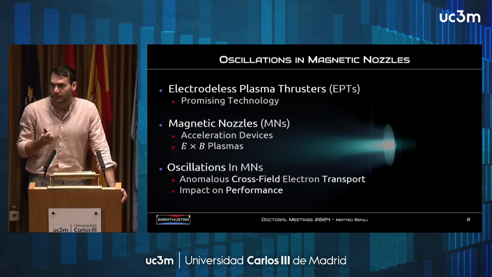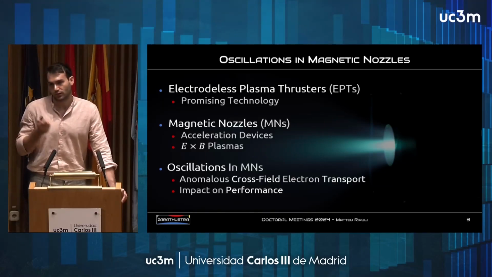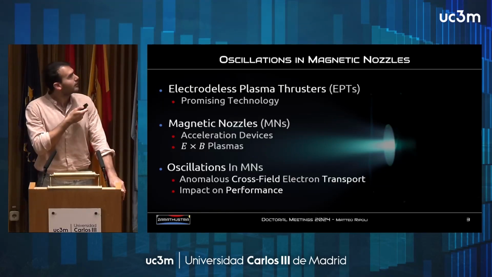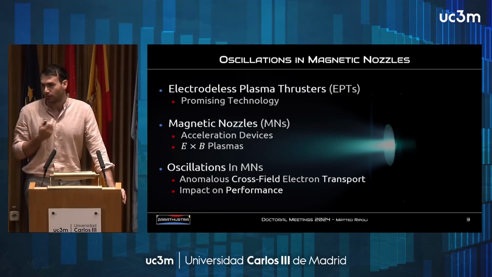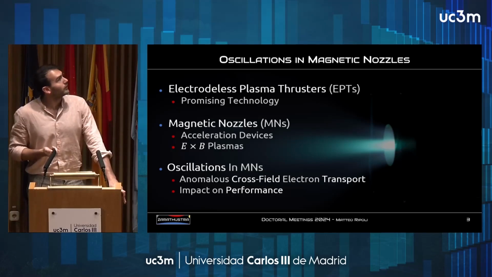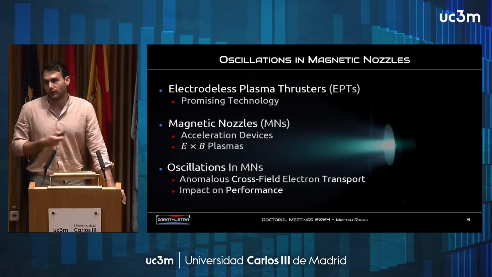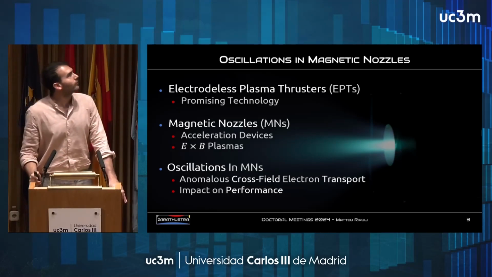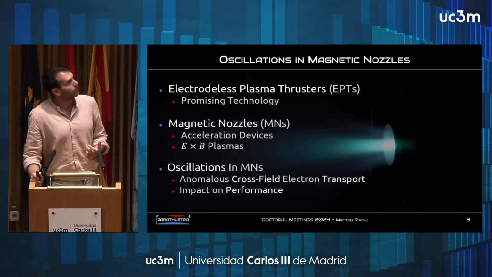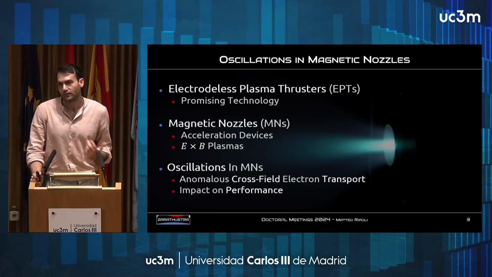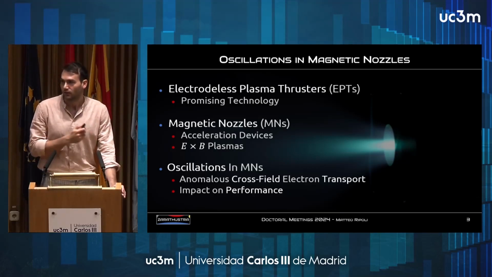Electrodeless plasma thrusters are a novel technology: electric thrusters that do not employ electrodes, so you don't have an anode-cathode configuration. And so you have longer lifetimes because you are free of erosion, ideally. But still, because you're missing an applied electric field, what you need is an acceleration device exterior to the thruster. And these are the magnetic nozzles.